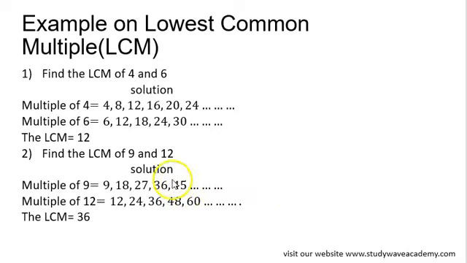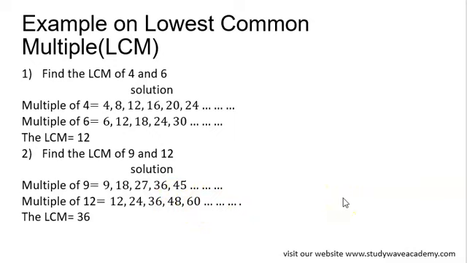Okay, then we write out the multiples of 12. 12, you add another 12 to 12, it will give you 24. Add 12 to 24, it will give you 36. Add 12 to 36, it will give you 48. Add 12 to 48, it will give you 60. It goes on and on.